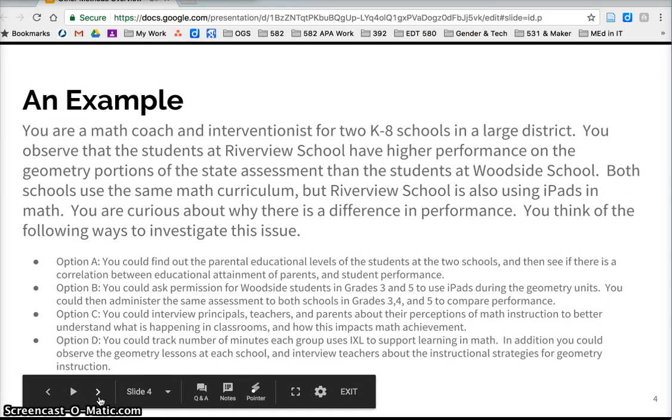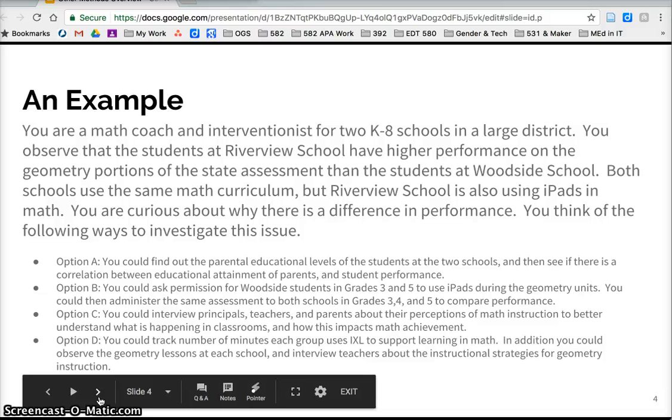So let's talk about an example, and this was on our agenda for last week, but we didn't get a chance to get to it. You're a math coach and an interventionist for two K-8 schools in a large district. You observe that the students at Riverview School have higher performance on the geometry portions of the state assessment than the students at Woodside School. Both schools use the same math curriculum, but the Riverview School is also using iPads in math. You're curious about why there is a difference in performance. You think of the following ways to investigate this issue.